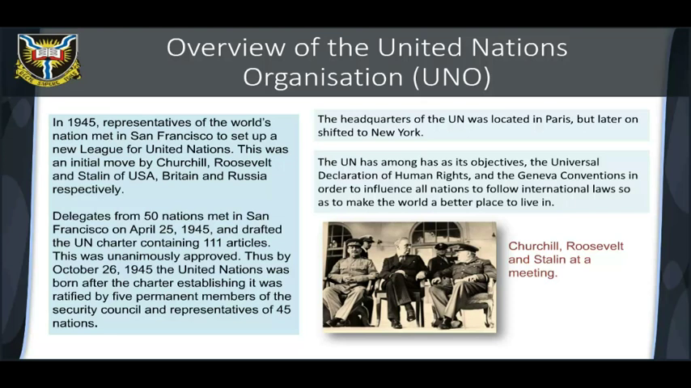After the Charter establishing it was ratified by 5 permanent members of the Security Council and representatives of 45 nations. The headquarters of the UN was located in Paris, but later on shifted to New York. The UN has as its objectives the Universal Declaration of Human Rights and the Geneva Conventions in order to influence all nations to follow international laws so as to make the world a better place to live in.